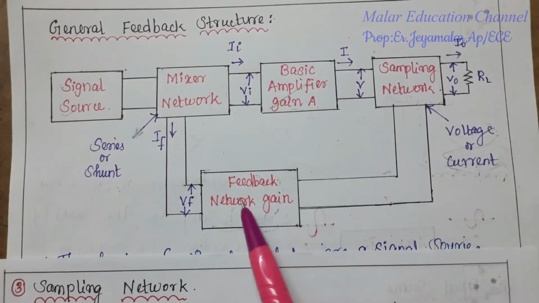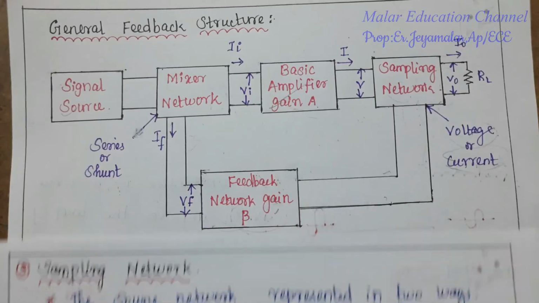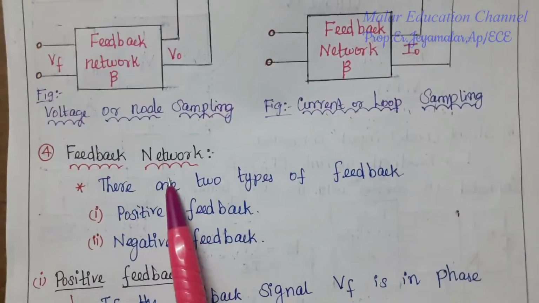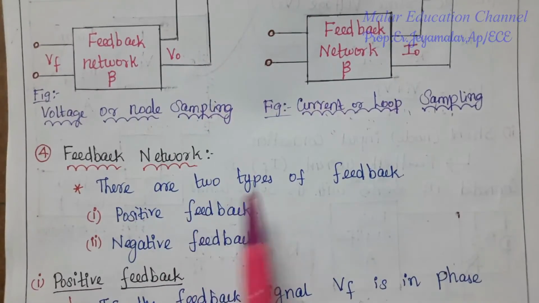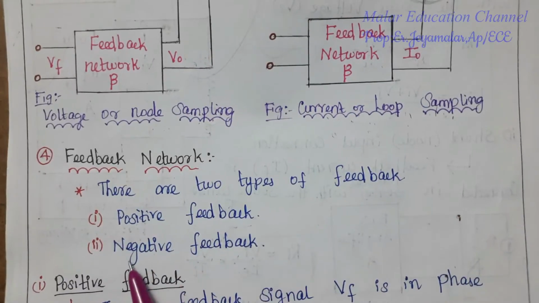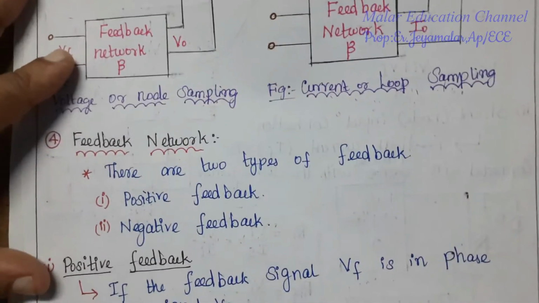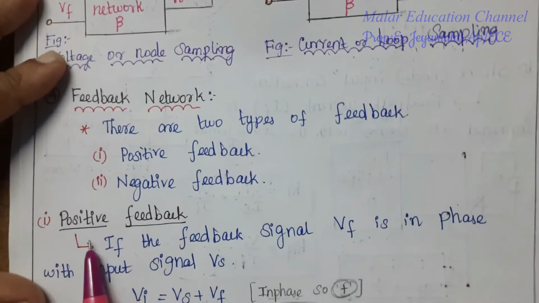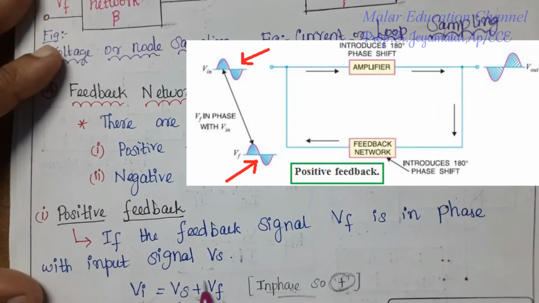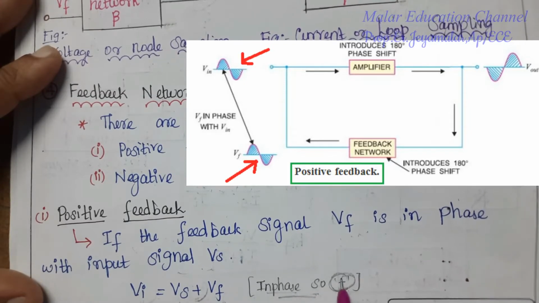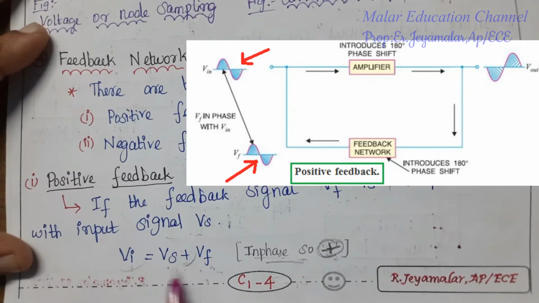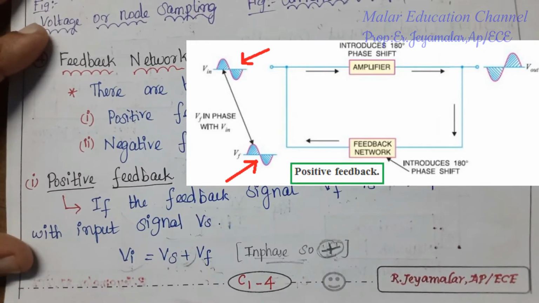Next, see about the feedback amplifier, that is the feedback network. Feedback network was already discussed. There are two types of feedback network: first one, positive feedback network, and negative feedback network. Here see the derivation part. Positive feedback network means both the signals are added because they are in phase components, so the signals are added. Vi equals Vs plus Vf, source voltage plus feedback voltage.